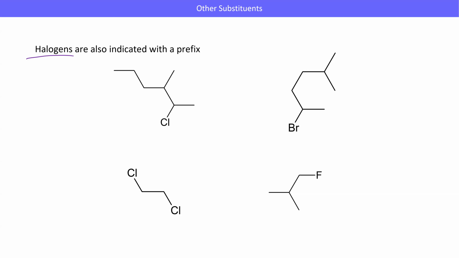And then we just stick chloro, bromo, fluoro, iodo in front. So, for instance, here, start with a simple one. 3 carbons is our longest continuous carbon chain. So it's going to be propane as our parent molecule.